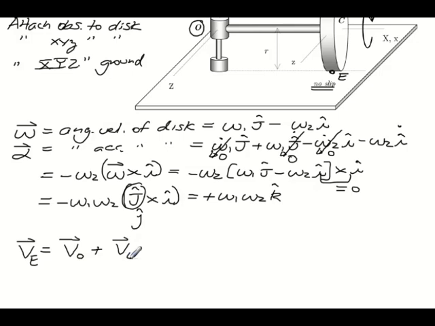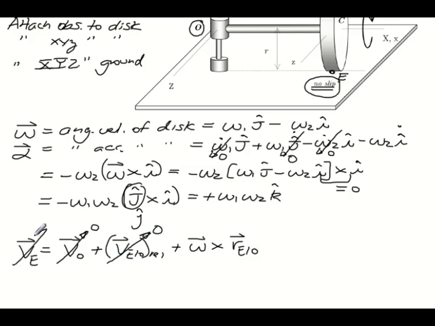Velocity of E is velocity of O, plus the relative velocity of E with respect to O, plus omega cross r of E with respect to O. The reason I wanted to choose O is because that simplifies things. O is a fixed point. The observer and E are on the same rigid body, so the relative term is a zero. And since E is a no-slip point, velocity of E is a zero.